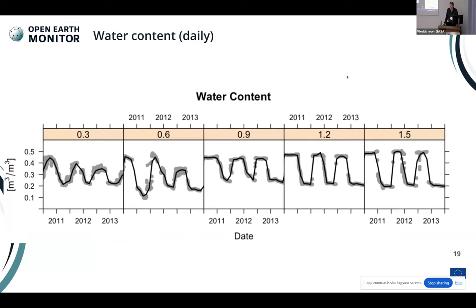So this is the one station, multiple depths. These are the depths: 30 centimeters, 60 centimeters, 90, 120, 150. And you can see the water content over 3 years. You see how it changes. It's very seasonal. Again, there's a seasonal component. And I fitted this, this is kind of a smooth line, I fitted using a spline, just to visualize that.